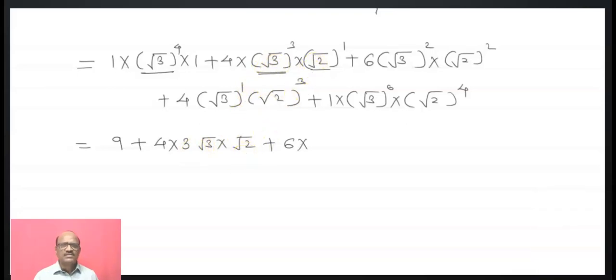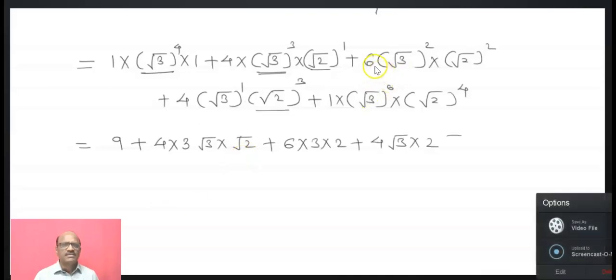Now next, 6 into, now see this step. 6 root 3. Root 3 square means what? Root 3 into root 3. It becomes 3 here. Next, what about here? Root 2 raised to 2. Root 2 raised to 2 means what? Root 2 into root 2. It becomes 2 here. Now the next term.